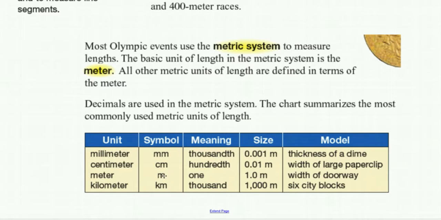Meter, the symbol is m, meaning it's in the ones place in the place value system. Obviously, it's going to be 1.0 meter. Okay, and the approximate length of a meter is the width of a doorway. So if you look at the width of the doorway, it's approximately 1 meter.